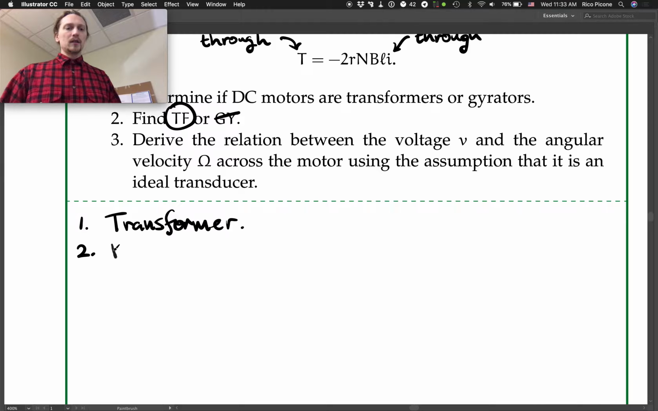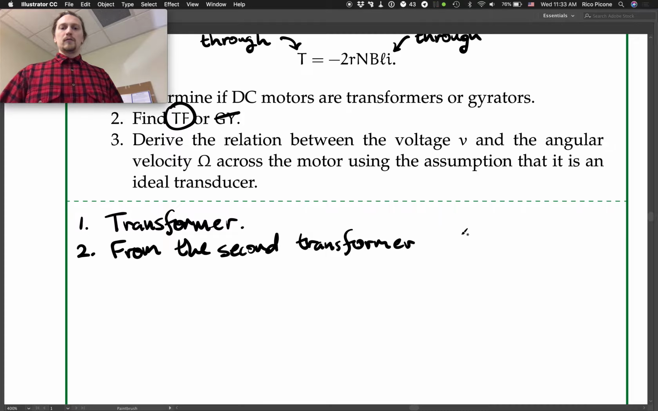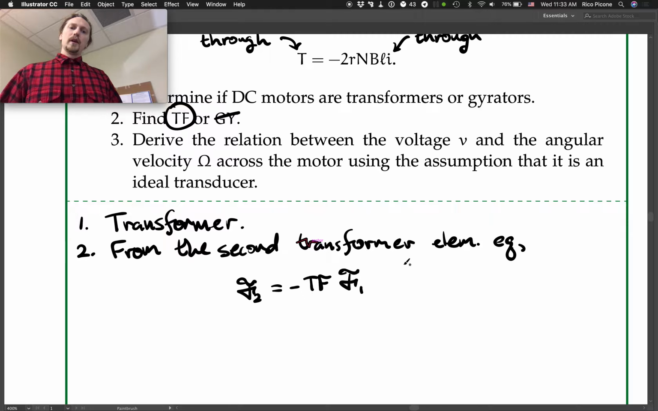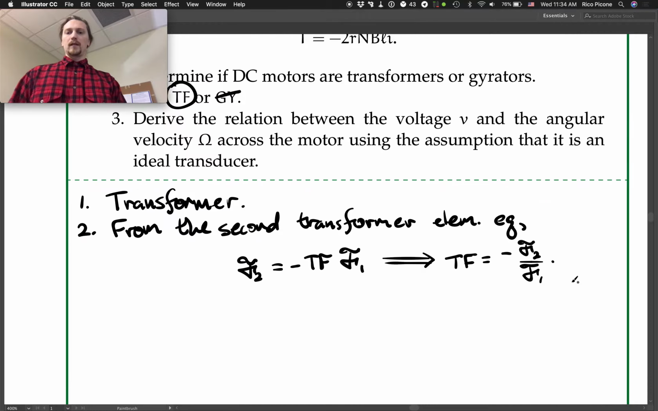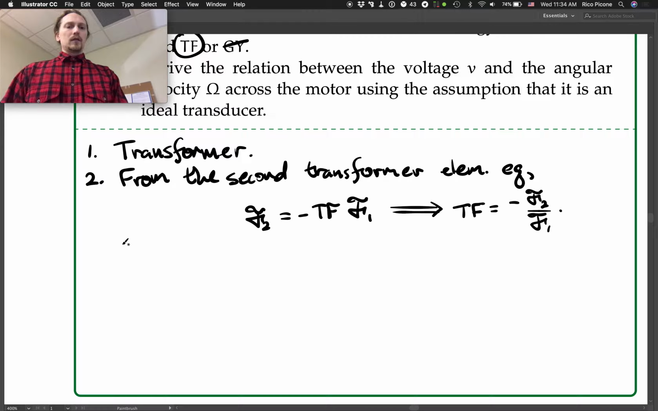So from the second transformer elemental equation, we know that F2 equals negative TF times F1, which can be easily solved for TF. TF is negative F2 over F1.